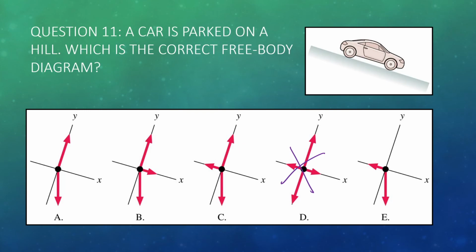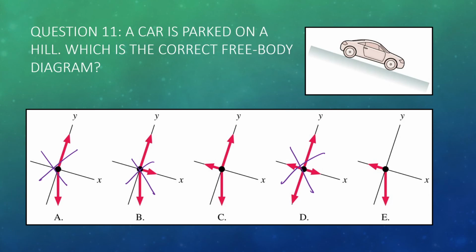Let's think of another force. This car is parked on a hill. It's parked, meaning it's not moving. So something has to be resisting its motion, and that's friction. Friction is acting to resist the motion of this car. The car wants to move down the hill, so there must be a friction force pointing up the hill. A does not show a force pointing up the hill in the x direction. B does not show a force pointing up the hill. It shows a force pointing down the hill, which is not correct. Both C and E show the weight pointing downward and a friction force pointing up the hill.